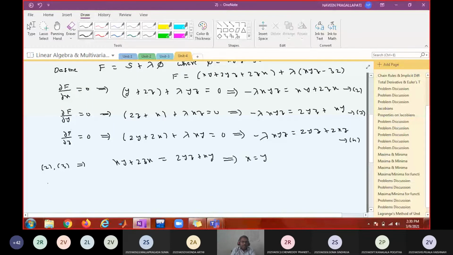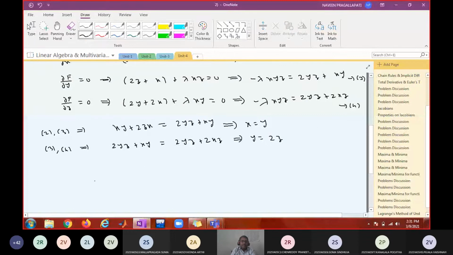Similarly, if I equate 3 and 4, what do I get? 2yz plus xy is equal to 2yz plus 2x. 2yz gets cancelled and x gets cancelled. Y equal to 2z. Am I right? Y equal to 2z. Okay.